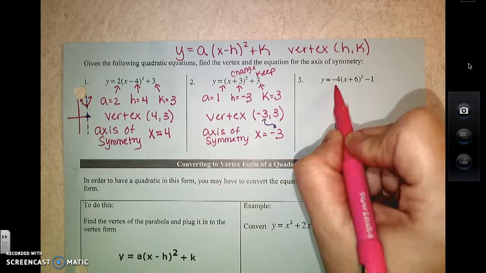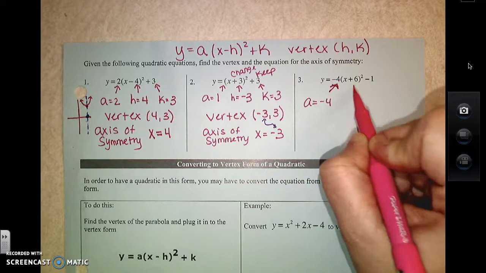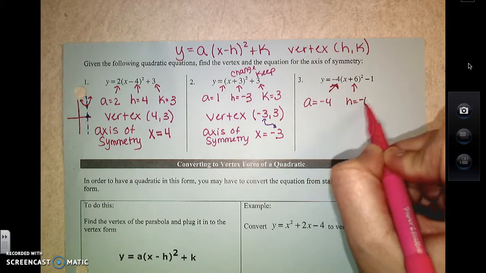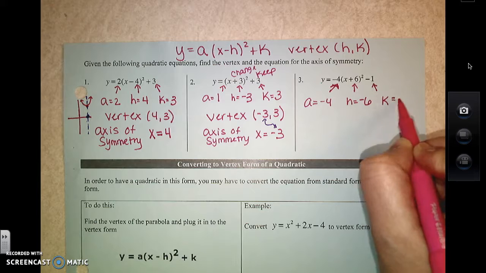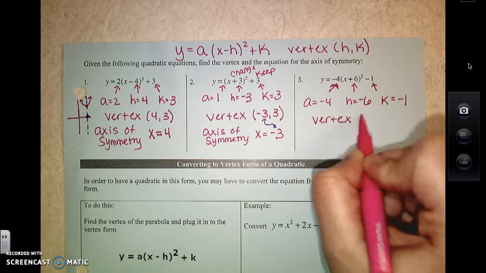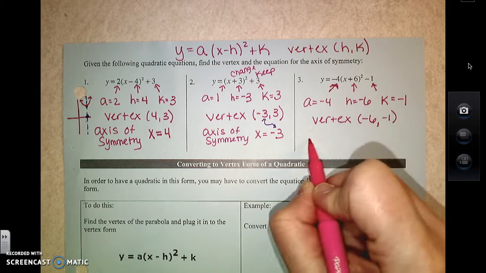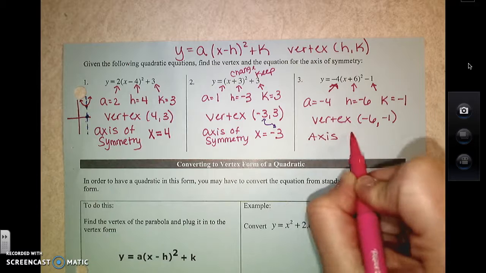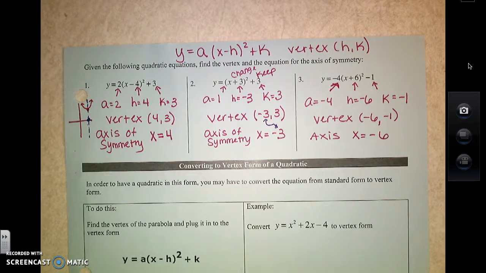Okay, so just so you can check yourself here, a is equal to -4, h is equal to -6 because we changed the sign, and in this case, k is equal to -1 because we keep the sign. So the vertex is at -6, -1. So hopefully you got that. And the axis of symmetry here is at x equals -6. Okay, so that's how the vertex form works.